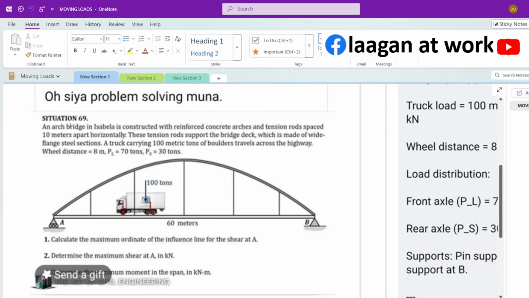The problem says, situation 69. An arch bridge in Isabela is constructed with reinforced concrete arches and tension rods spaced 10 meters apart horizontally. The tension rod supports the bridge deck, which is made of wide flange steel sections. A truck carrying 100 metric tons of boulders travels across the highway. The axle distance is 8 meters, the distribution of the axle load at the front is 30 tons and then 70 tons at the rear axle.